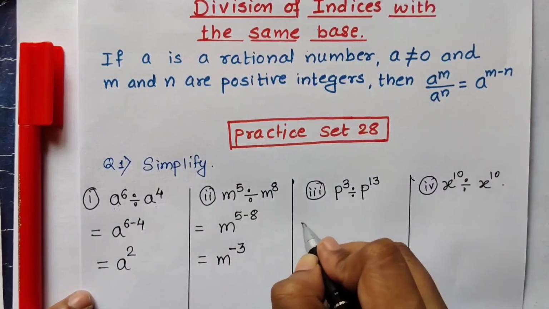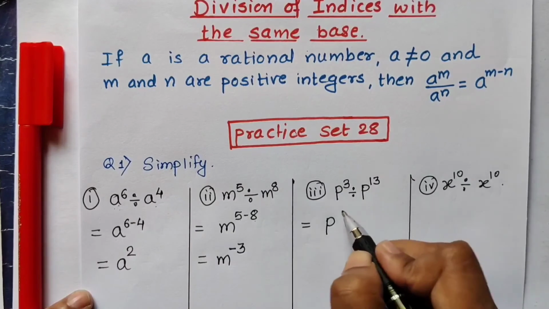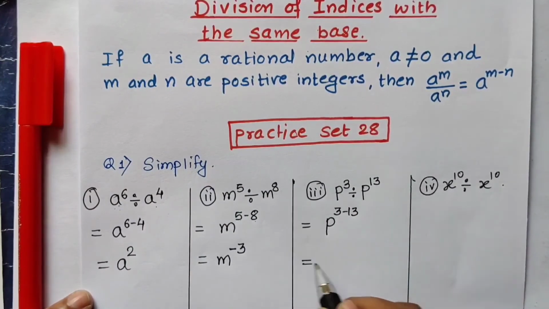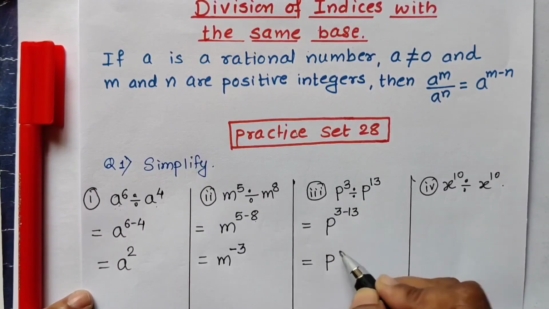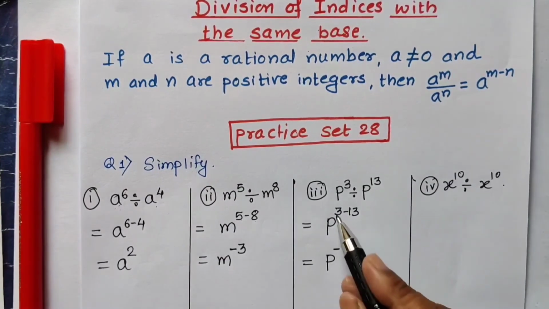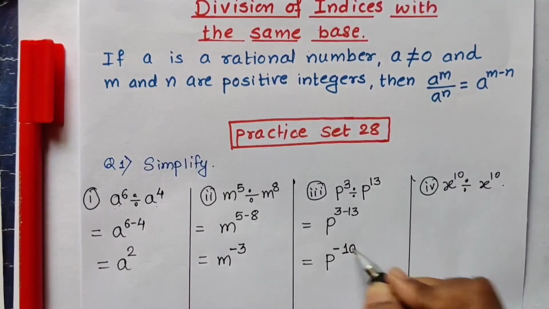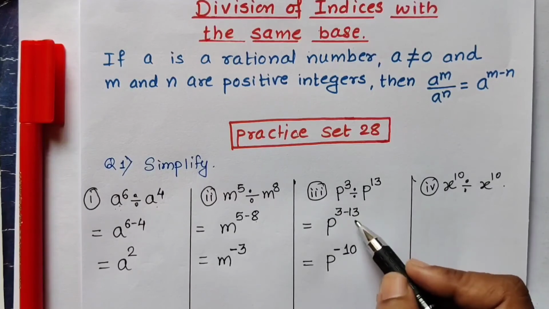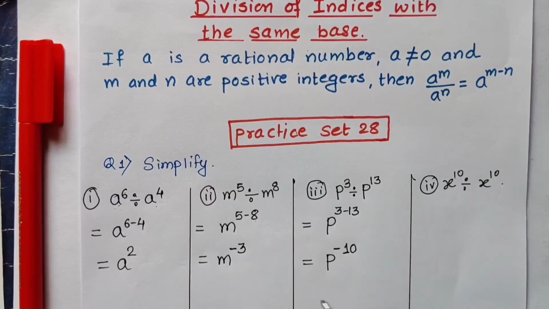Then next sum, p is the common base. We write one time. We subtract indices, 3 minus 13. So p raised to again plus 3 minus 13. Plus minus minus. Sign of bigger number. Bigger number is 13, so sign is minus. So plus minus minus, 13 minus 3 we are getting answer 10. So solving this is also very important. Plus minus, you have to see the sign also while writing the index.